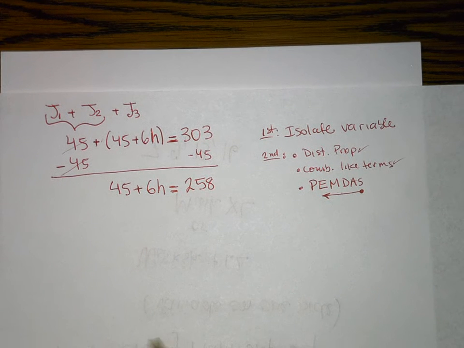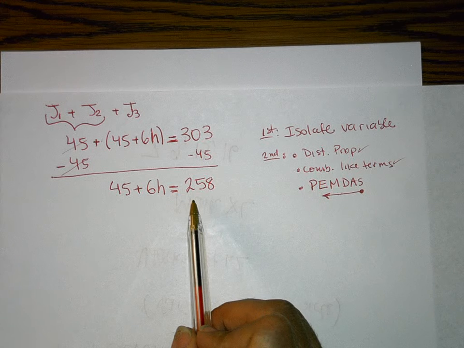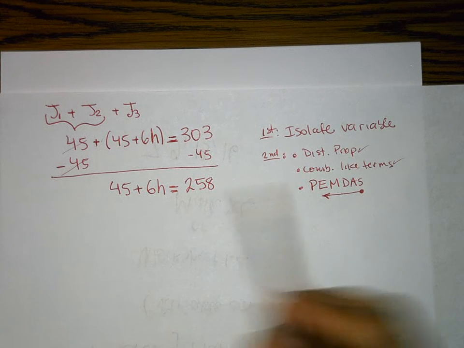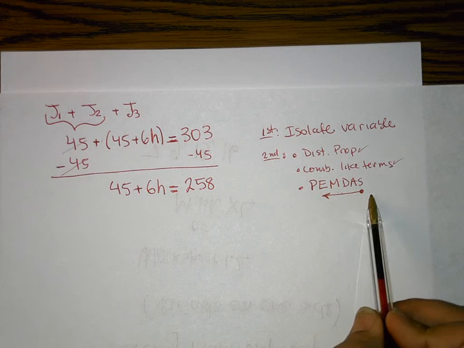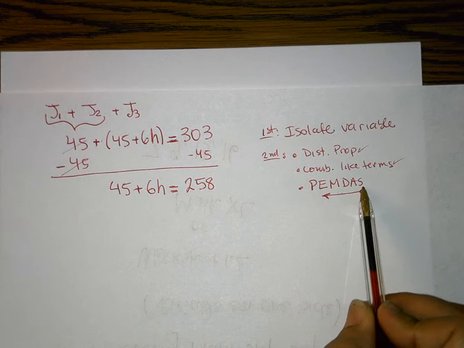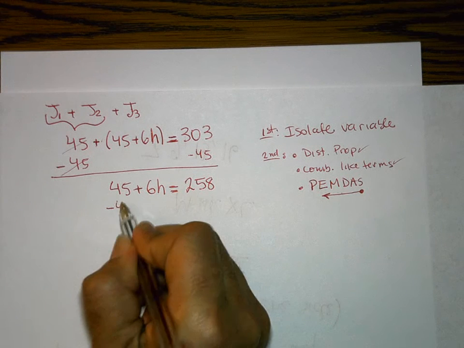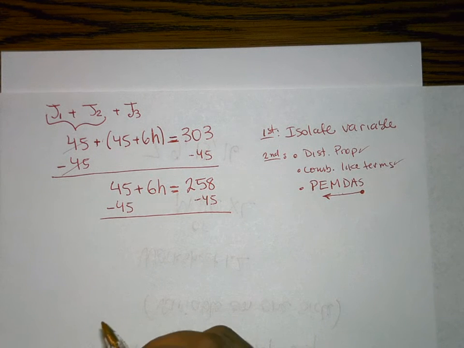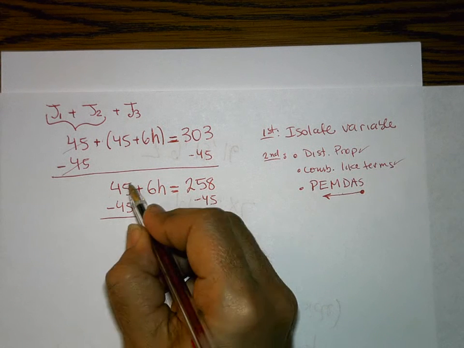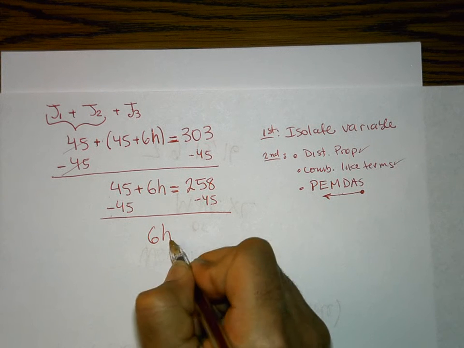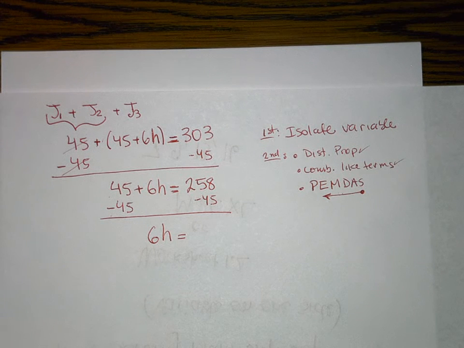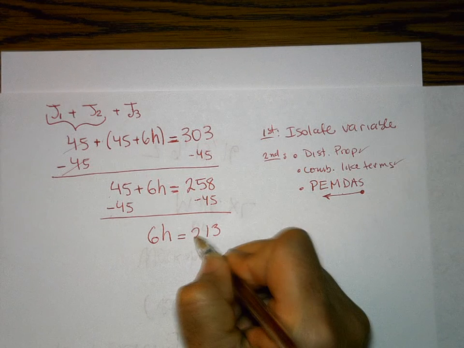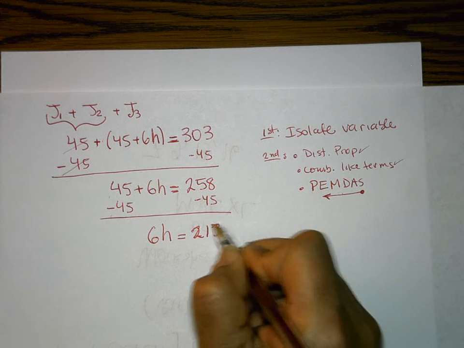Okay, now we look at it, it says, I don't have anything to distribute. I don't have any combining like terms here. I'm going to do my PEMDAS again. Whenever we get to a parenthesis, we got to start all over again. So I'm going to again do either addition or subtraction. I'm going to subtract 45 again on both sides, and we end up with positive 45 minus 45. We end up with 6 times the hour equal 258 minus 45, which is 213, okay? 213.